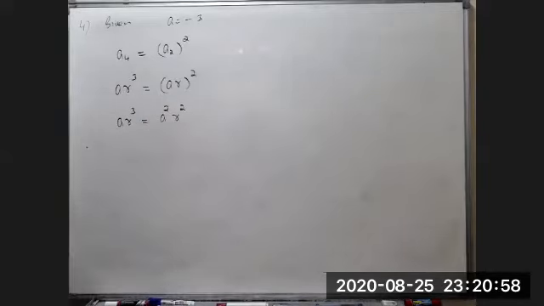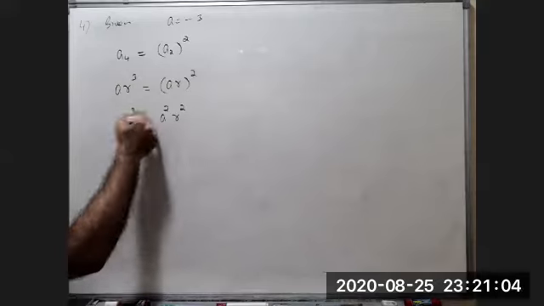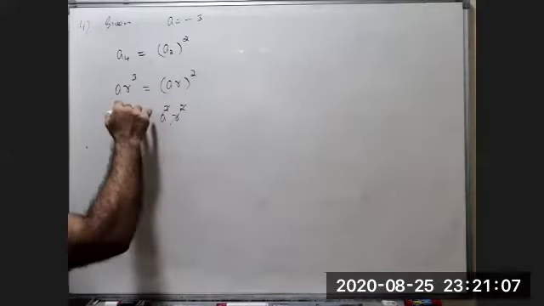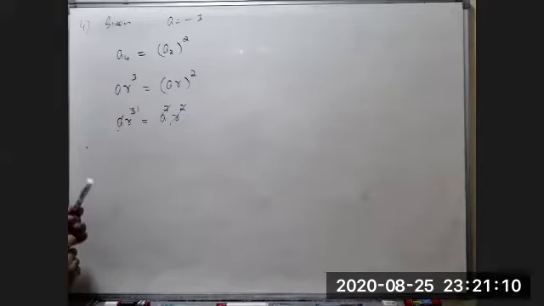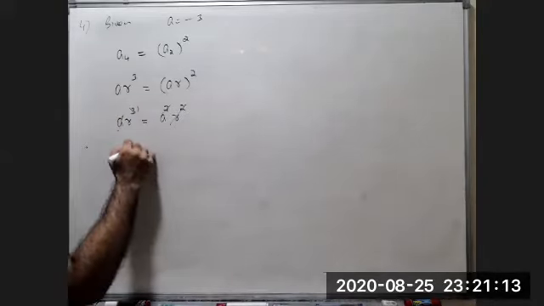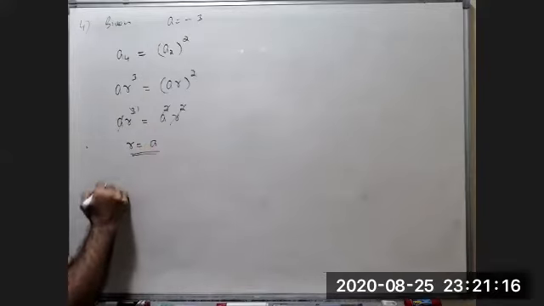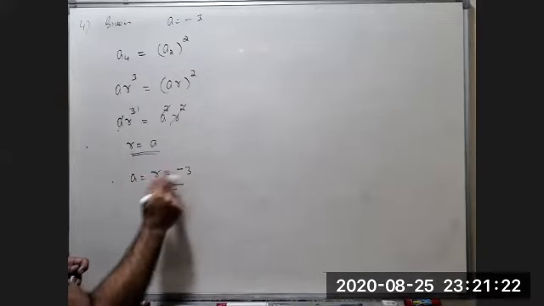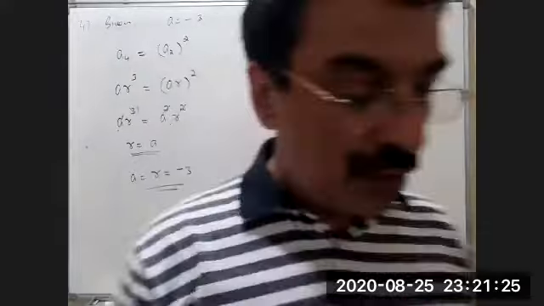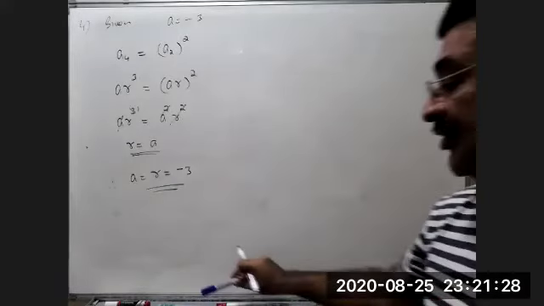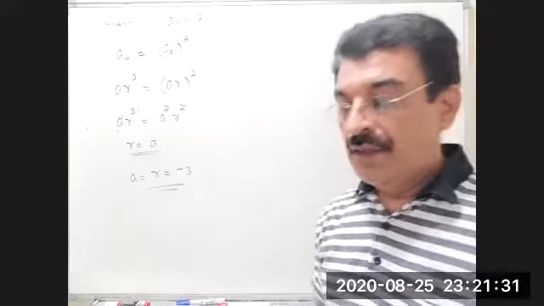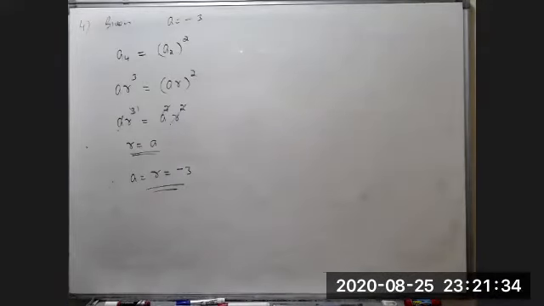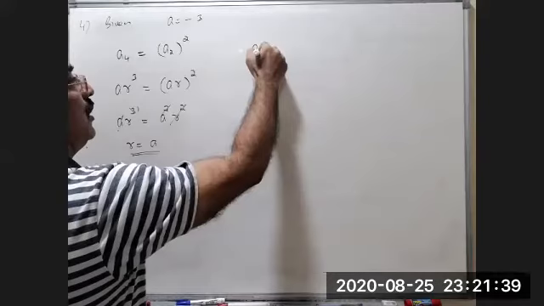How to simplify it further? A and A square cancel. R square and r cubed cancel. What is left out? We got r is equal to A. Therefore, A is equal to r is equal to minus 3. A and r both are equal. A is given as minus 3. Therefore, r is also minus 3. Now, what's the question? Determine the seventh term. Our aim is to find A7.